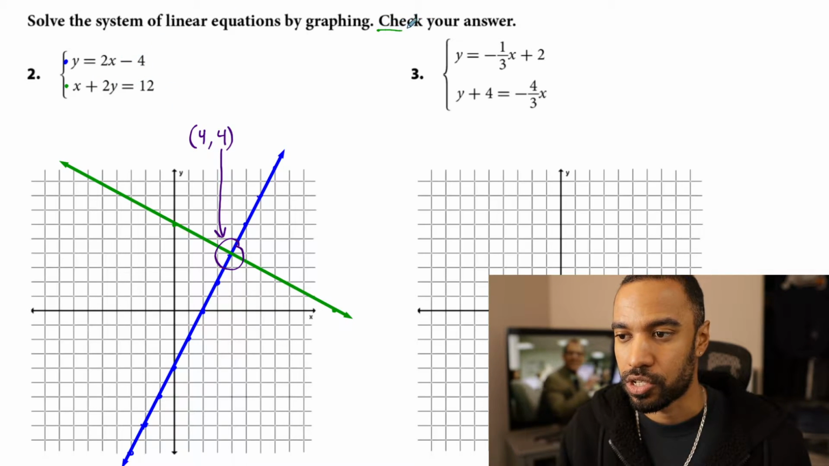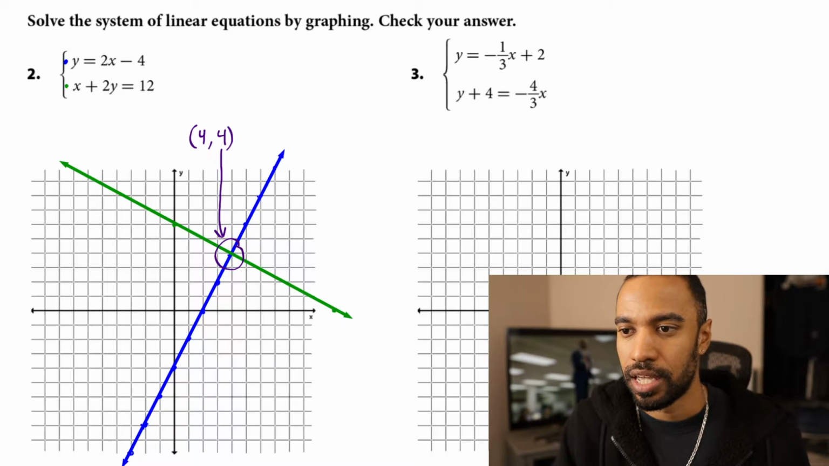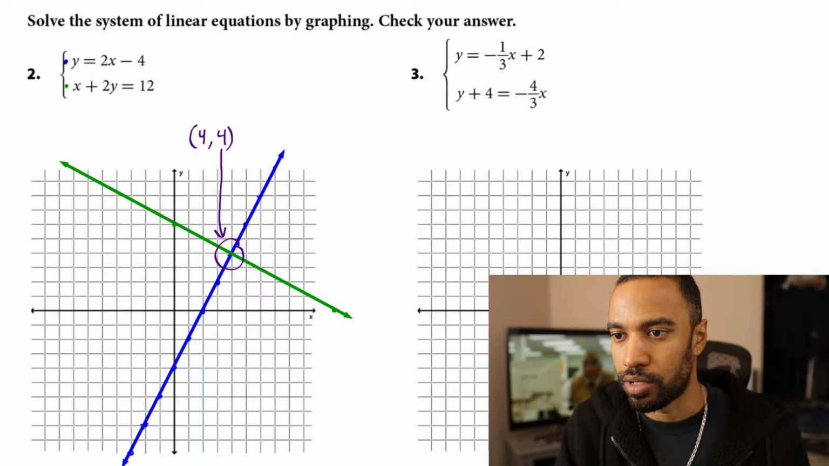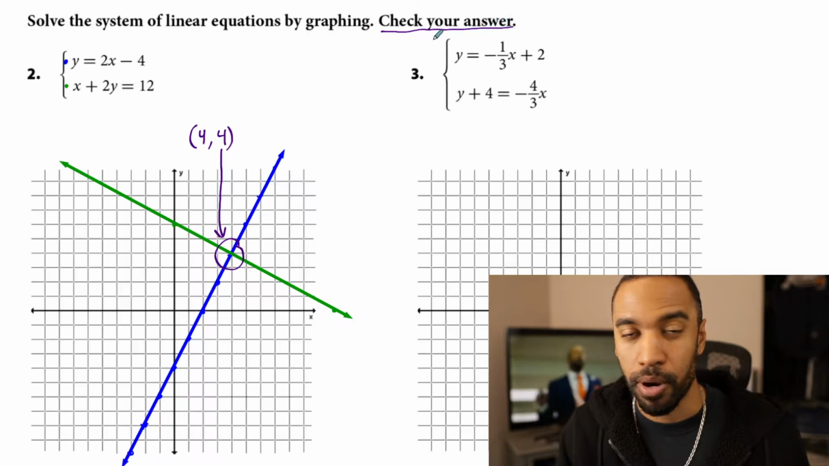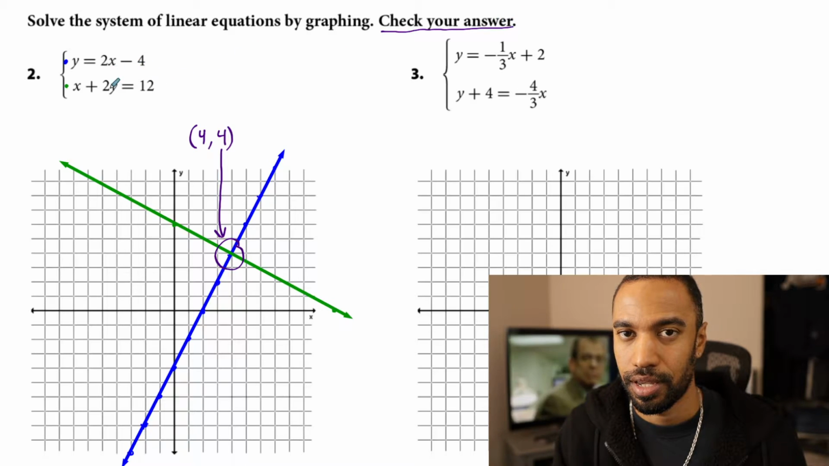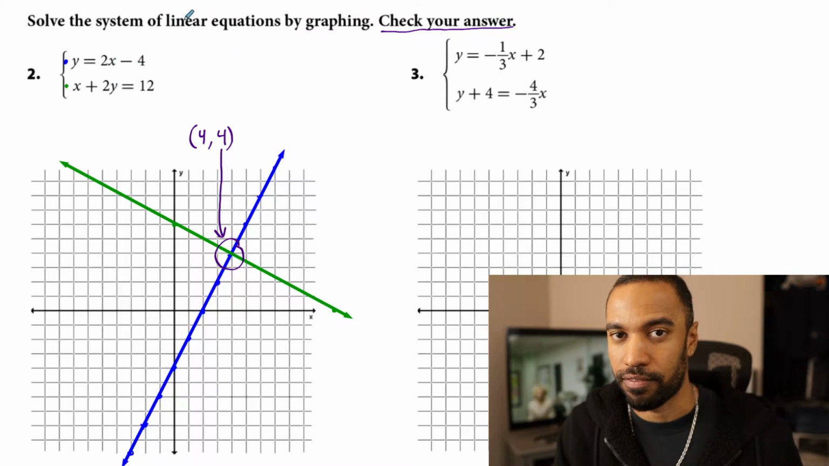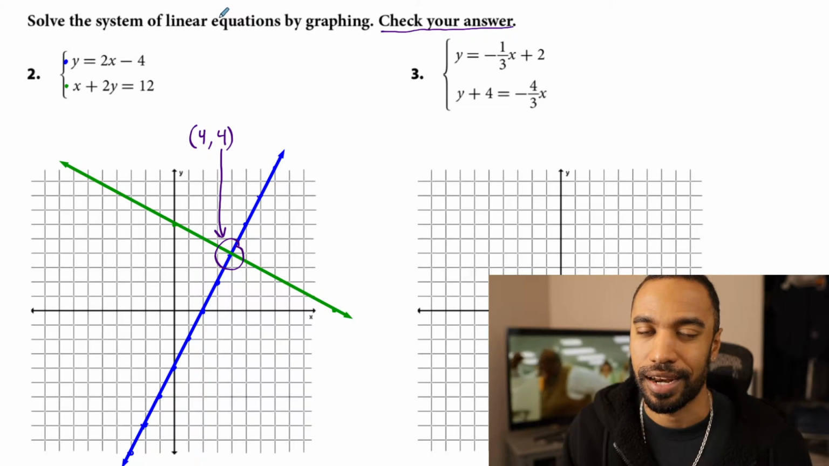When they say check your answer, what they're asking you to do is check and see if I can substitute 4, 4 into both equations and get a true statement out of both equations. If it satisfies only one, that is not good enough.